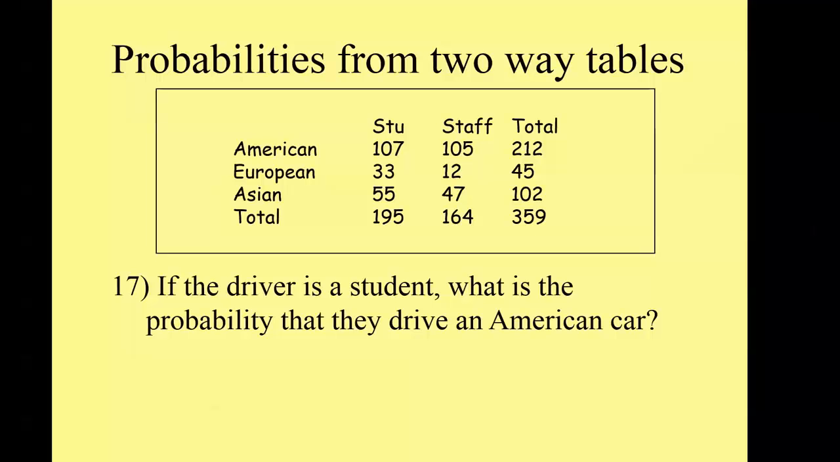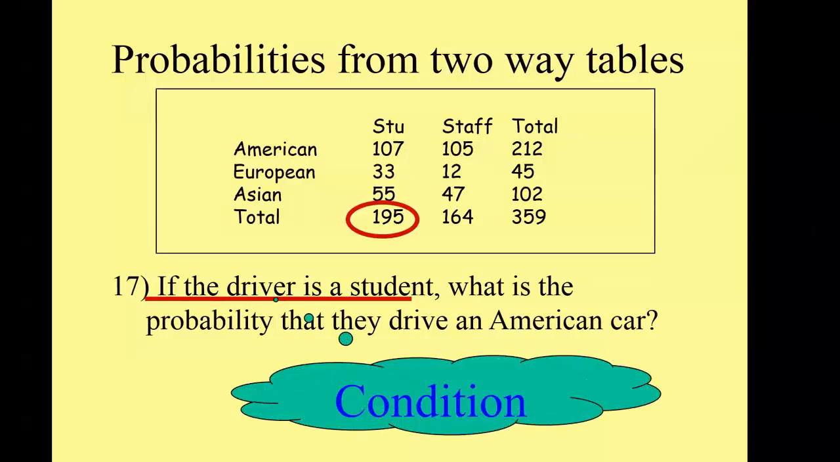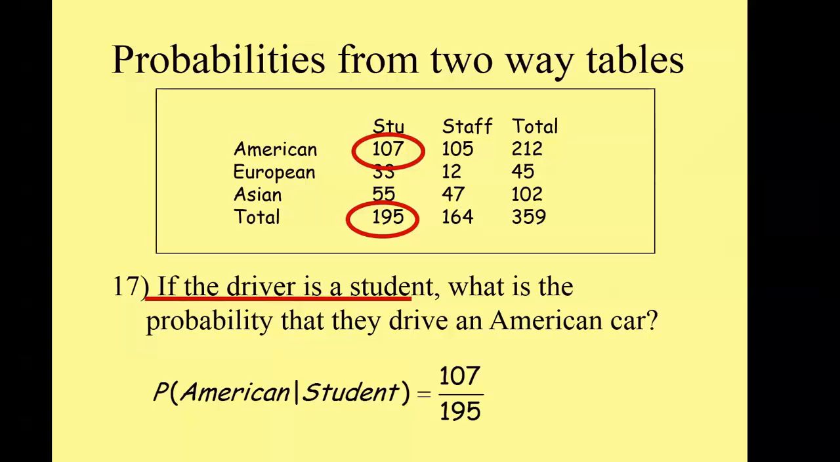Okay, if the driver is a student, what is the probability that they drive an American car? Okay, this is conditional probability now because we have that if statement. So it's and over given. So I know they're a student. So how many students drive American cars? That's the 107. And then I want to divide that by the probability that they're just a student. So that'd be 107 over 195.